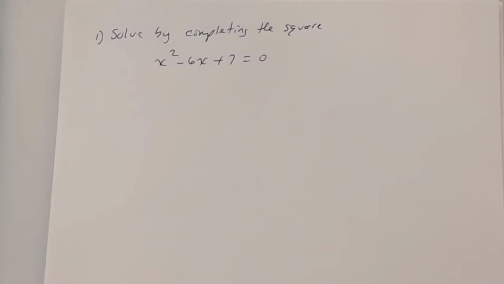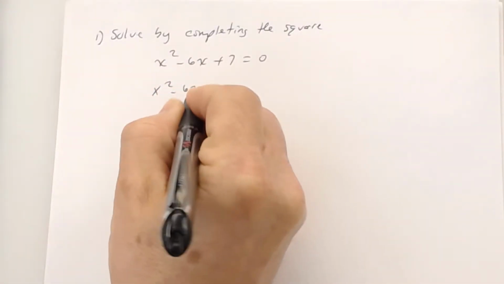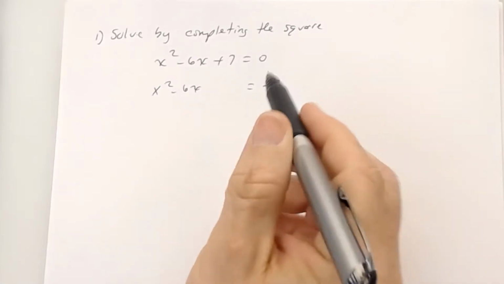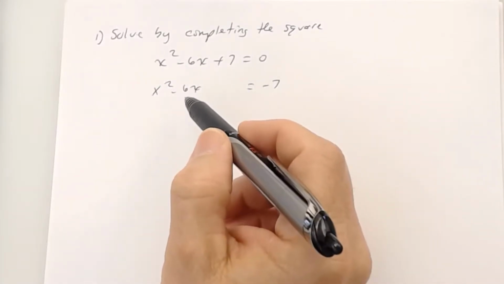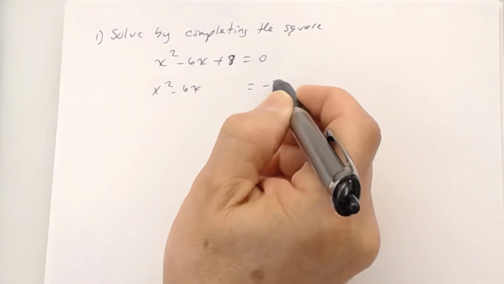You got to get all the variables on one side, constants to the other. So we're going to move the 7 to the other side. So I get x squared minus 6x, leave some space, and that's going to equal a negative 7, right? Okay, so then let's make that an 8. So we're going to move it over, and it becomes a negative 8.